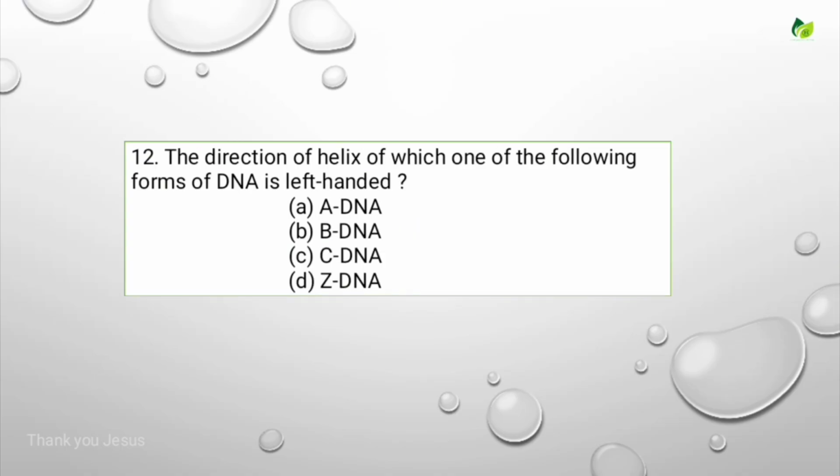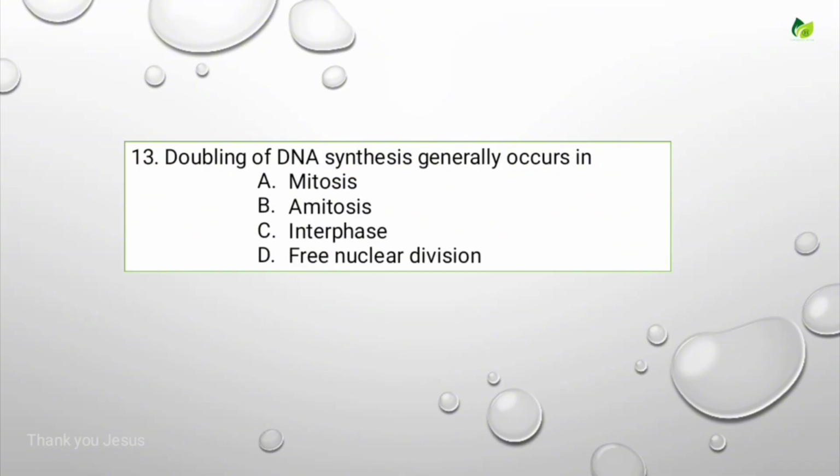The direction of helix of which one of the following forms of DNA is left-handed? So you have to pick the correct one. Here four types of DNAs are given: aDNA, bDNA, cDNA, zDNA. Only one DNA forms a helical structure in a left-handed manner. That is nothing but ZDNA, which is left-handed, that means anti-clockwise. ZDNA is also called zigzag DNA. Let's see the next question.